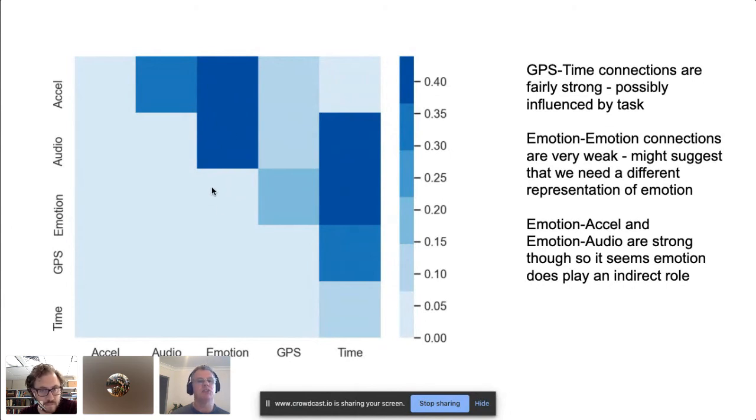One thing that is interesting is that the emotion to emotion connections were very weak. And so that suggests to me that just thinking of emotion in terms of these 11 discrete categories is probably not the right representation, and we need to continue to work on that.